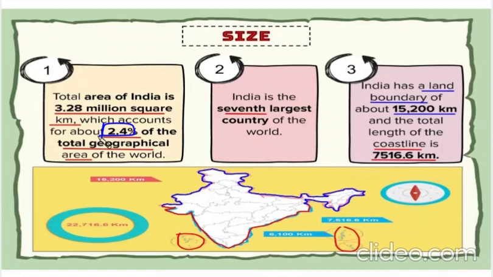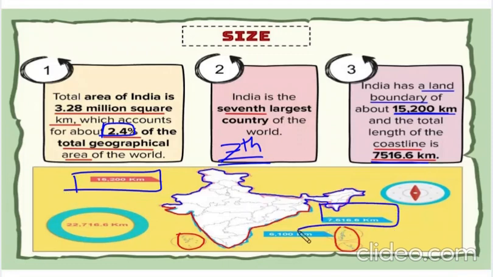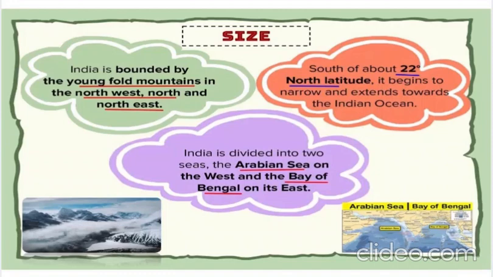Next, in which rank is India? India is the seventh largest country of the world. And now, India has a total boundary of about 15,200 kilometers, and the length of coastline is approximately 7,506 kilometers.